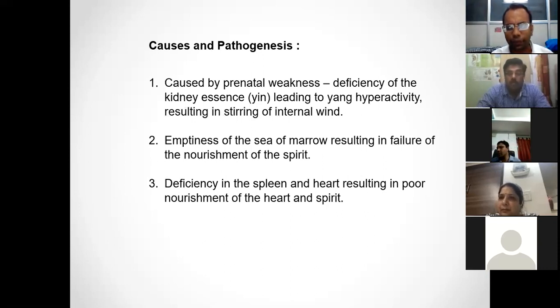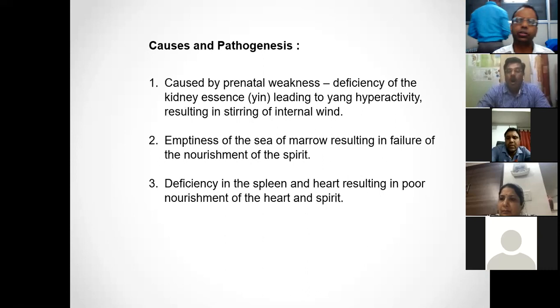So what will happen? Emptiness of the sea of marrow results in failure of nourishment of the spirit. The brain is also called the sea of marrow, and then it becomes a lot more difficult to control the patient. Deficiency of the spleen and heart results in poor nourishment of the heart and spirit. Generally in TCM the heart is considered as the brain, and because of the poor nourishment this happens.